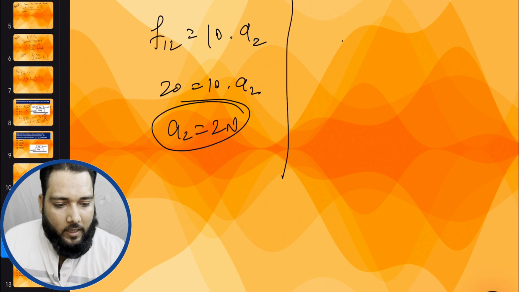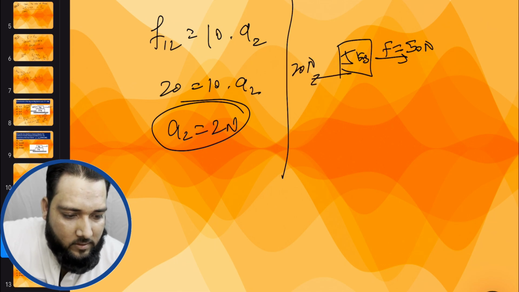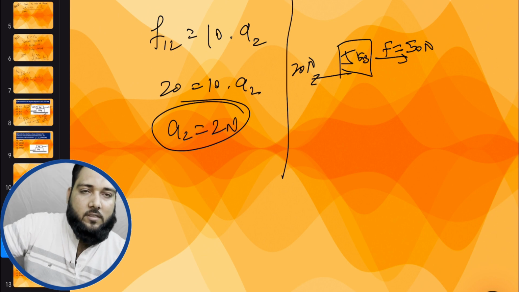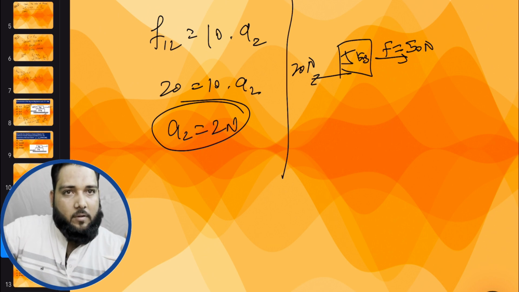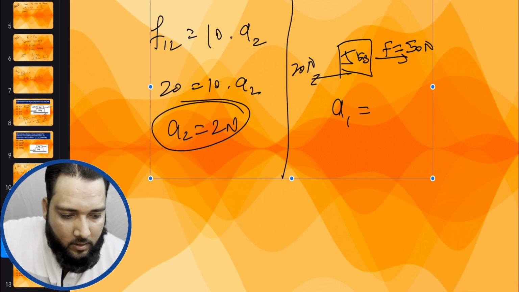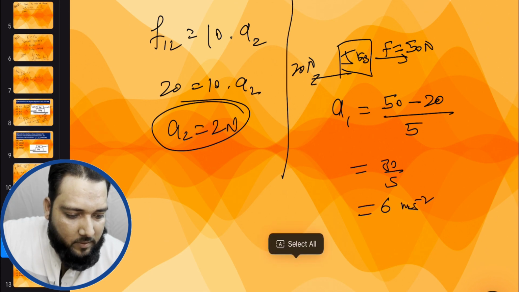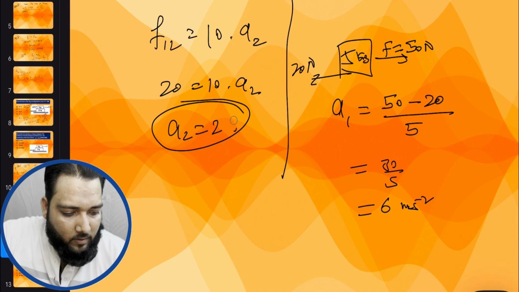Now for A1, again A1 is easy. Make the free body diagram for 5 kg. For 5 kg, this is 50 Newton, external force F, and this is 20 Newton, because friction achieved the limiting condition. Okay, because after limiting, sliding will start. Remember this one. So the acceleration A1, I am taking the 5 kg mass. A1 is equal to net force, 50 minus 20, divided by mass. So this is 30 divided by 5, that is 6 meter per second square. Here guys, correct the value of the unit.